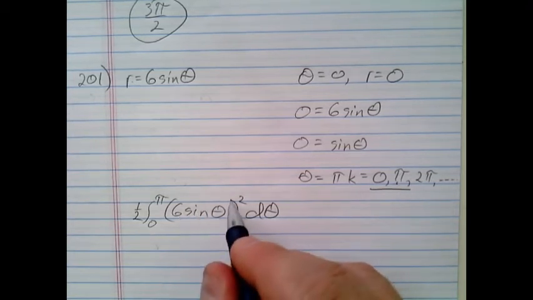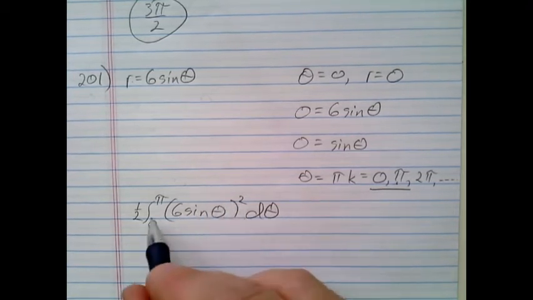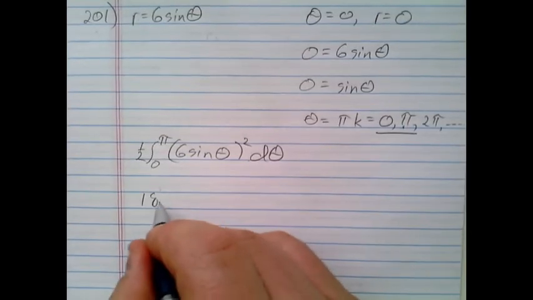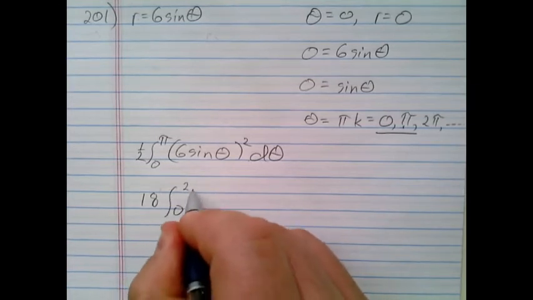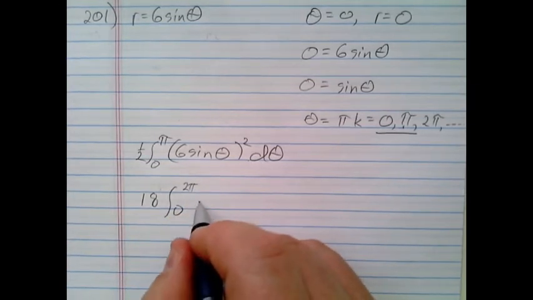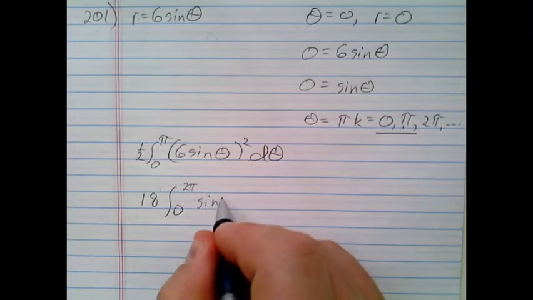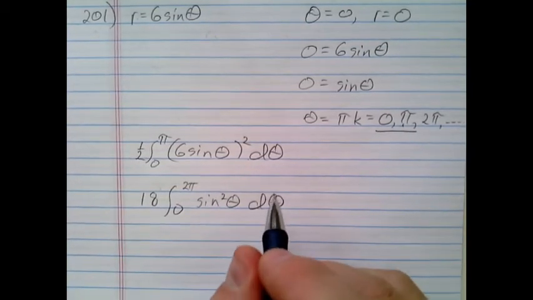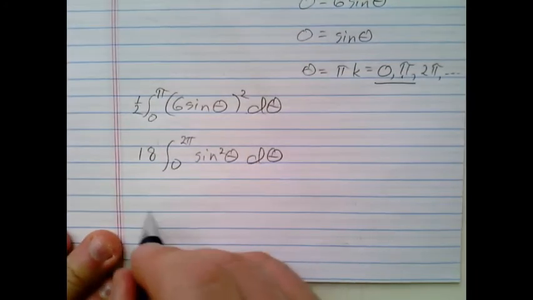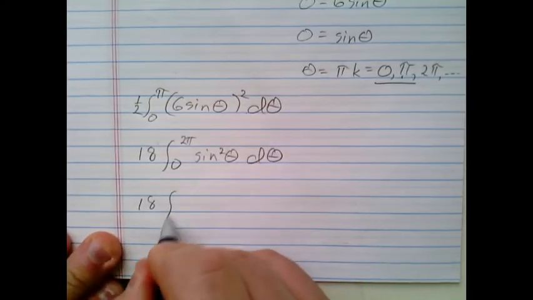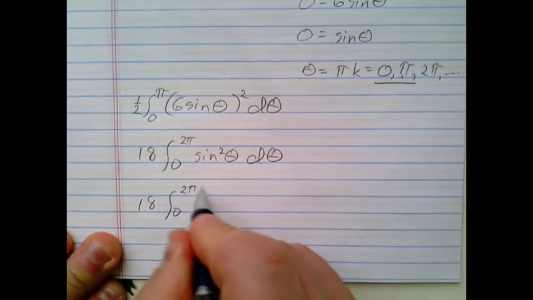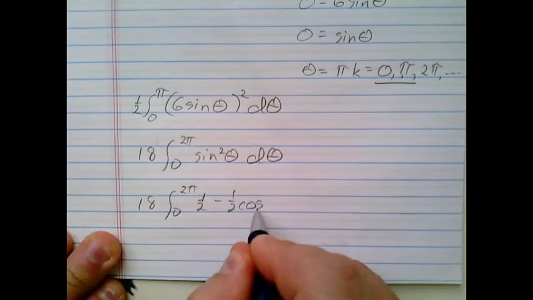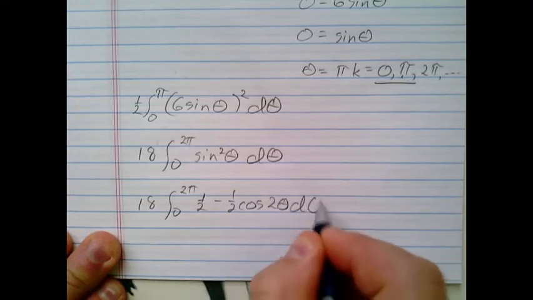Okay, well 6 squared is 36. 36 times a half is 18. So let's put an 18 outside of our integral. And then I guess we've got a sine squared theta. But we've already talked about what to do if you need to integrate a sine squared theta. You need to pull out a trig identity that says sine squared theta is the same thing as 1/2 minus 1/2 cosine 2 theta.